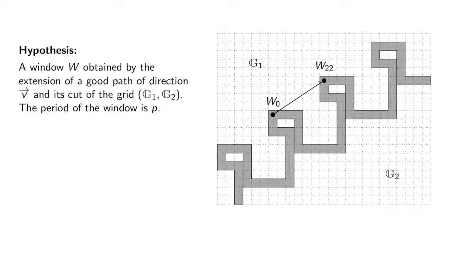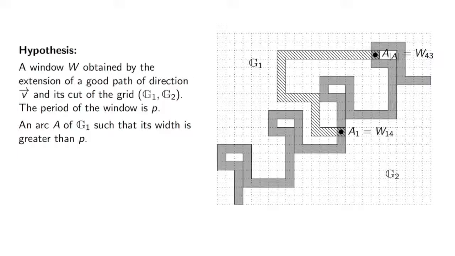Consider now a special case where the window is obtained by the extension of a good path of direction V in period P. In our example, the vector V is (6, 4) and the period is 22. Consider an arc A of G1 which starts in W14 and ends in W43. Then the width of A is 29.